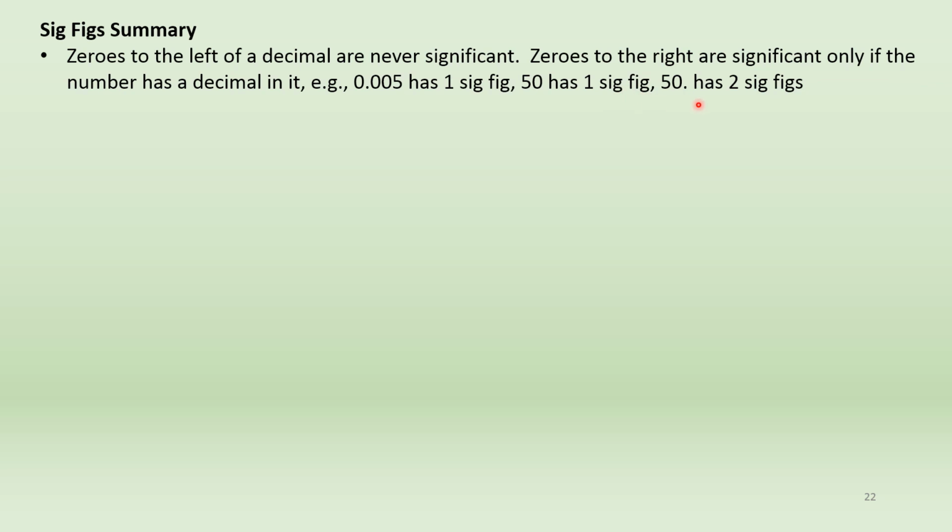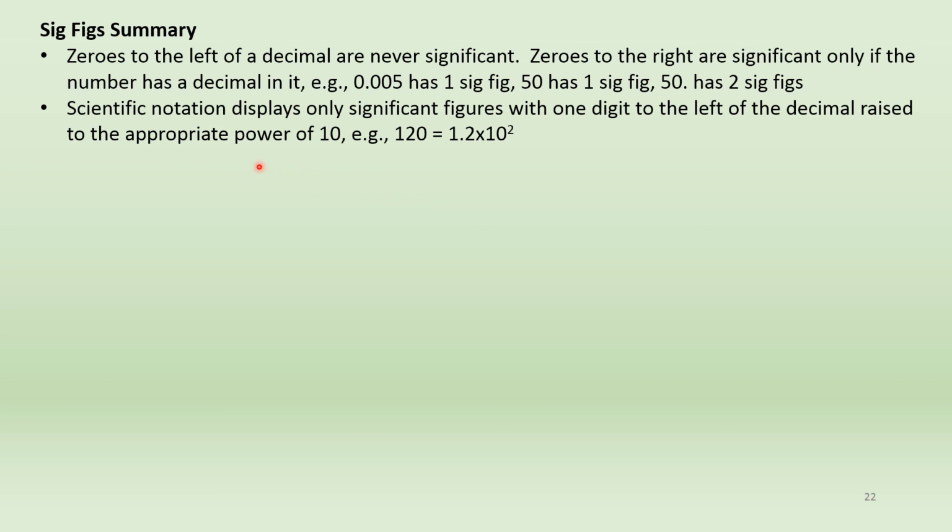Now I saw this recently in a text and I wanted to show it to you. 50 with a decimal indicates that this 0 is significant. This is a nice, convenient, concise way of showing that the 0 is significant without having to write this in scientific notation. So this has 2 sig figs. Scientific notation displays only significant figures with 1 digit to the left of the decimal raised to the appropriate power of 10. So 120 would be 1.2 times 10 squared.